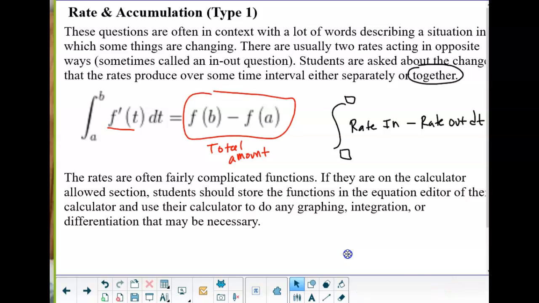The rates are fairly complicated functions. They look scary, which is why this is often done on your calculator. And what you should do is store these equations in your editor, or in the y equals, and that's what I'm going to show you today. We've done a little bit of that, but that's where we're really going to use it today. So then you should use your calculator to do any graphing, integration, or differentiation that may be necessary.